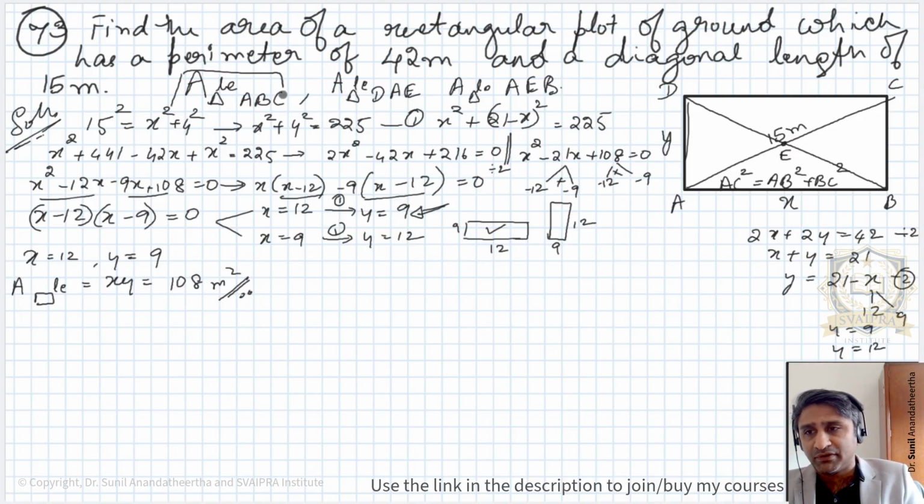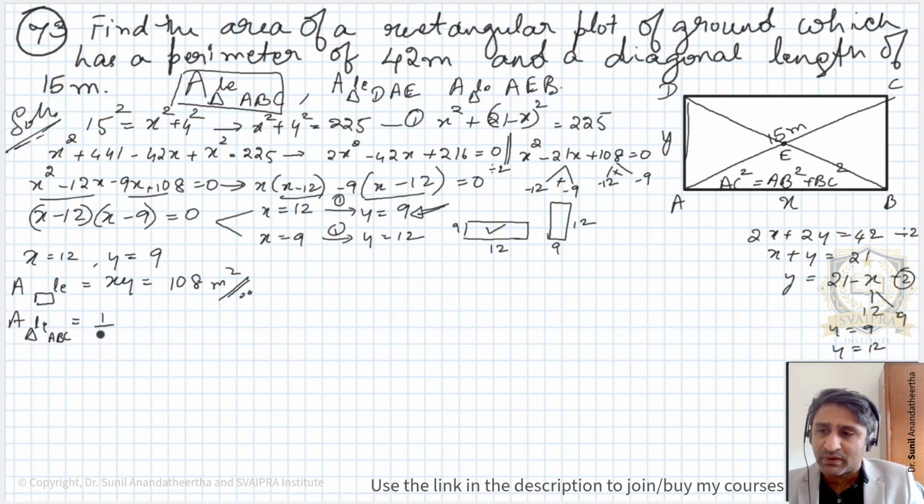The second part of the problem is that we have to find the area of the triangle ABC. Now the area of the triangle ABC is pretty simple, half times base times height. The base is AB, the height is BC, which is x times y. So that is half times 12 times 9, 2 times 6, 6 times 9 is 54 meters square.